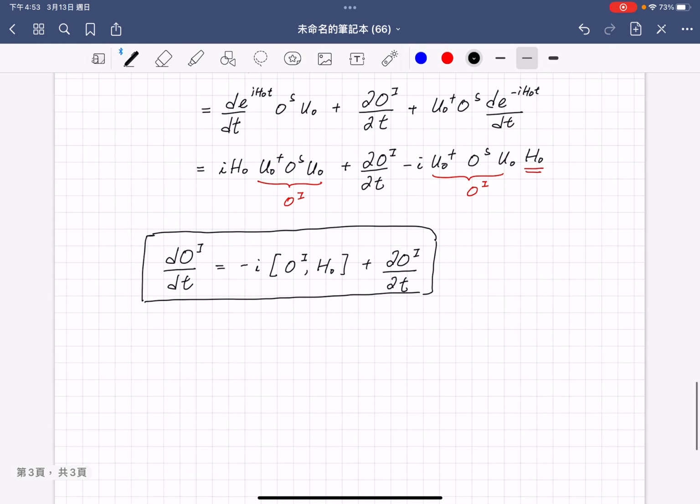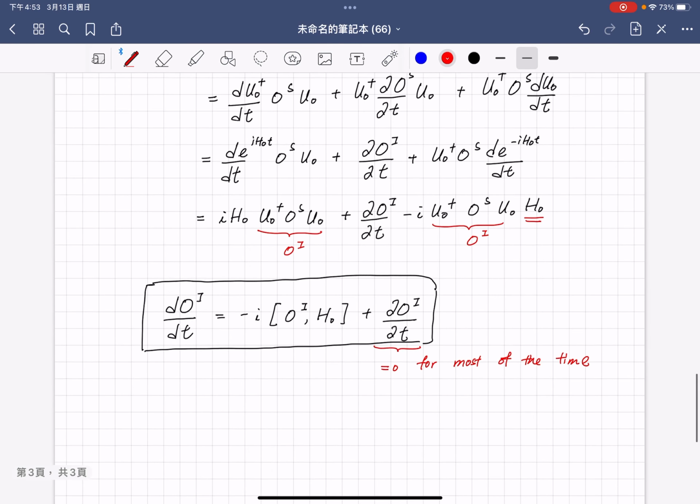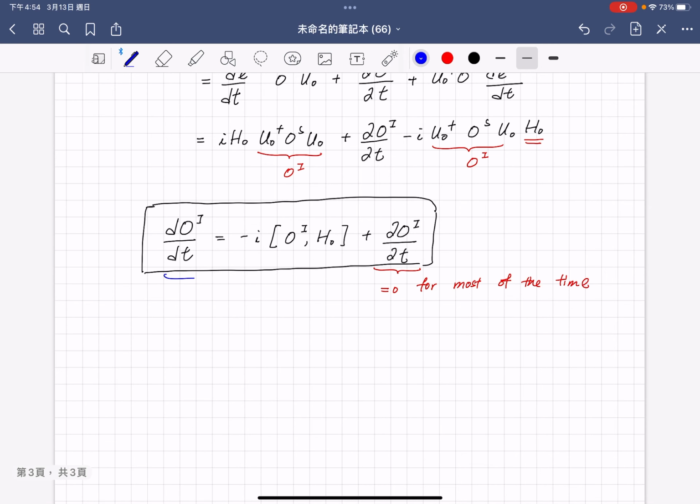But most likely, usually the corresponding operator we are studying is not explicitly dependent on time. Therefore, this one is equal to 0 for most of the time. So therefore, this equation looks very similar to the Hamiltonian equation of motion, but we do not need to use the full Hamiltonian. We just use the free Hamiltonian.